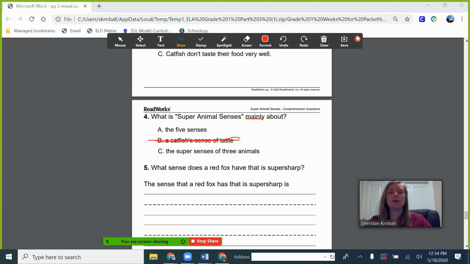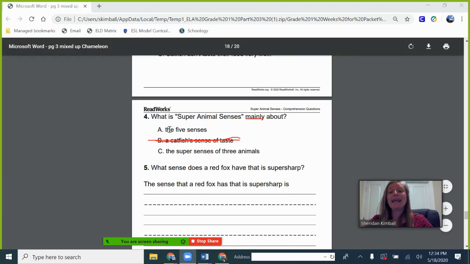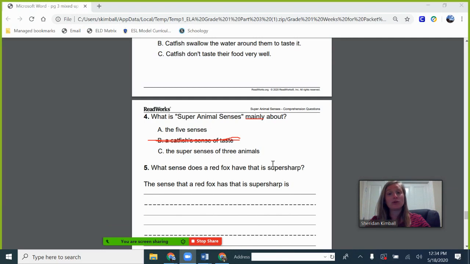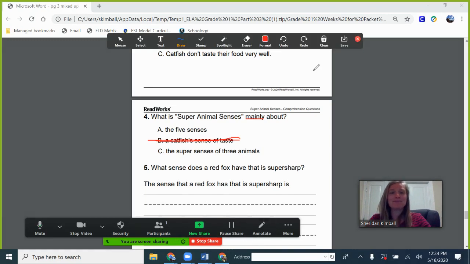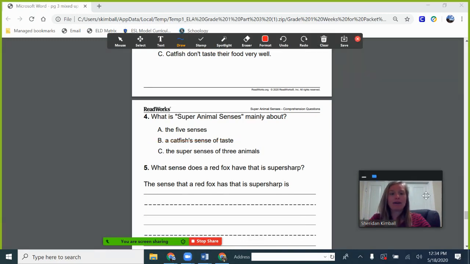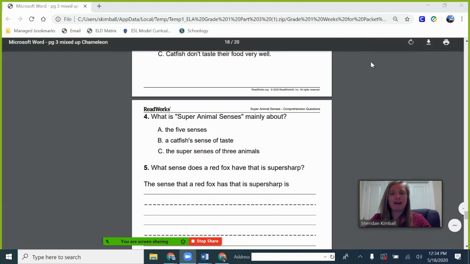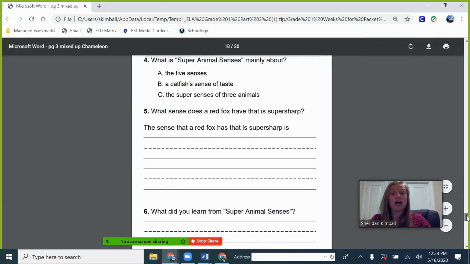So let's look at the other choices. A, the 5 senses, or was it C, the super senses of 3 animals? So you need to either choose A or C. Make your choice, friends. All right, let's go to number 5. This is a writing job, okay?